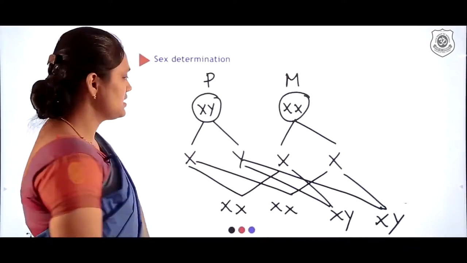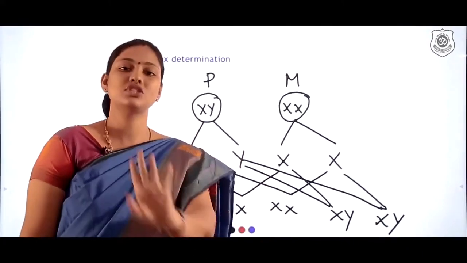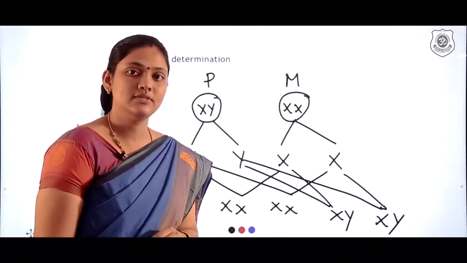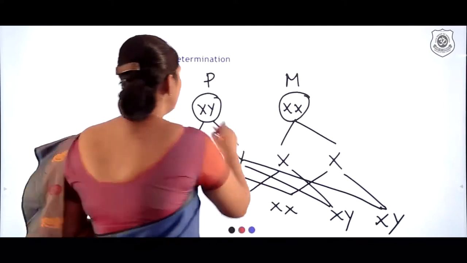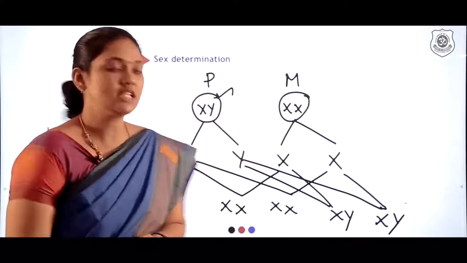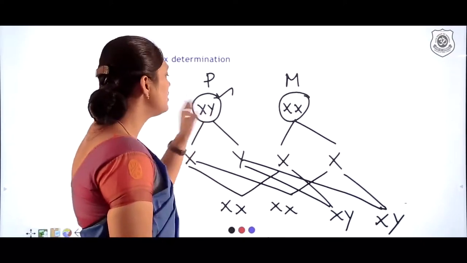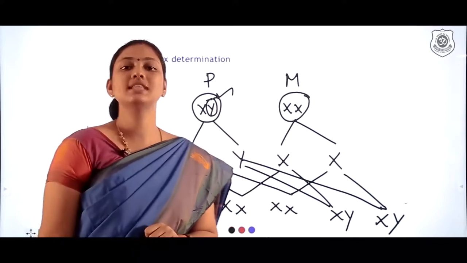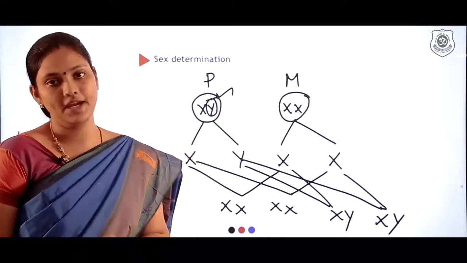Now the question is, who decides the gender of a child here? Either it is the father or it is the mother, children. Of course, the father is the one who decides the gender of the child, because he is the one who gives out the Y chromosome. That is the one which decides the offspring to be a male.